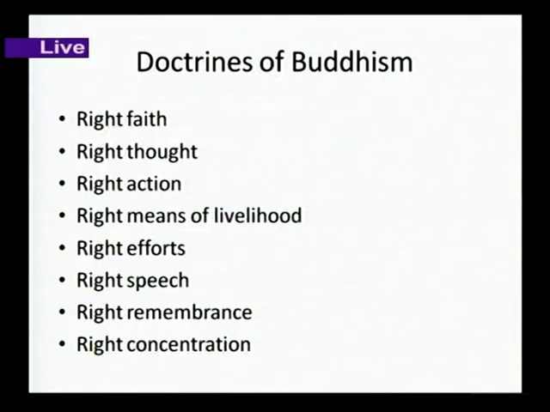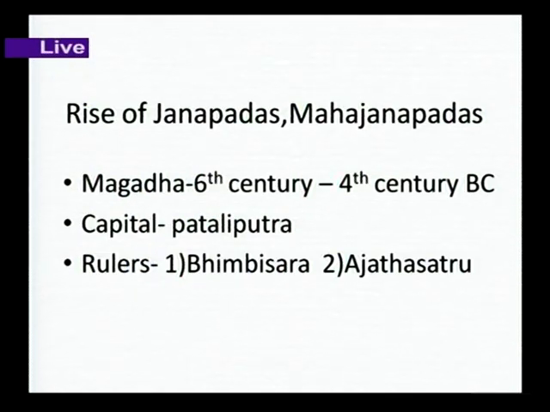What does the doctrine of Buddhism say? It has 8 paths, that is right faith, right thought, right action, right means of livelihood, right efforts, right speech, right remembrance and right concentration. Any person who follows all these 8 paths of Buddhism will attain salvation, will live happily, and can lead his country happily. These are the words said by Buddhism.